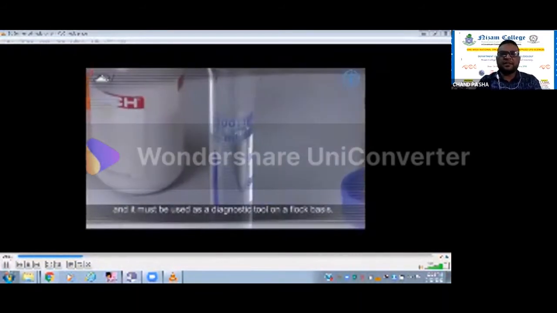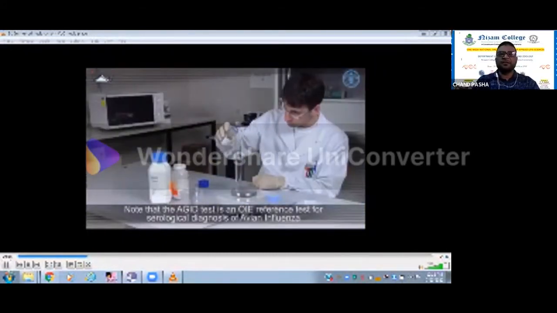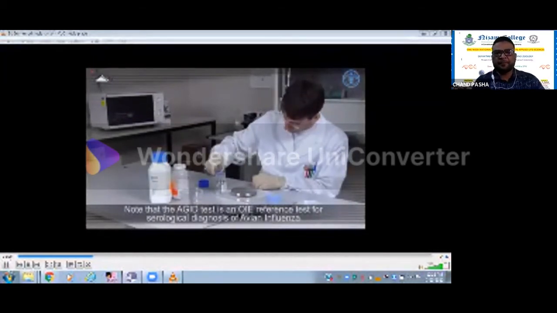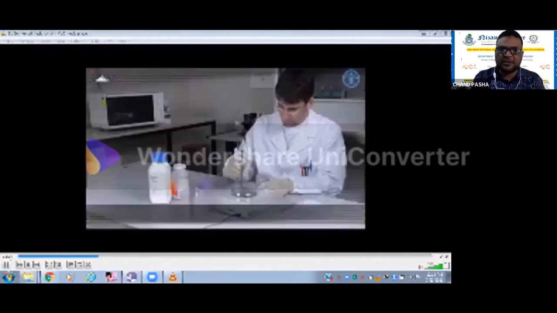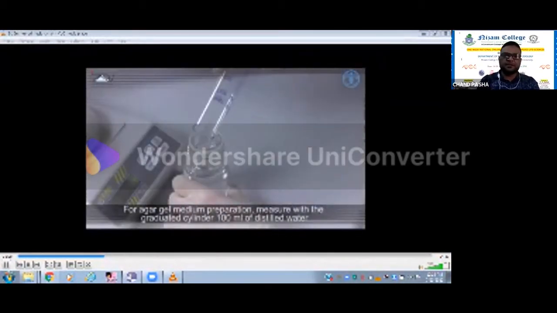So this is the initial test. It is not highly sensitive, this particular agar immunodiffusion method, because there is a chance of cross-reactivity when you use polyclonal antibodies. In this particular case, influenza is explained, but we can use it for anything else. So we'll be preparing agar gel.